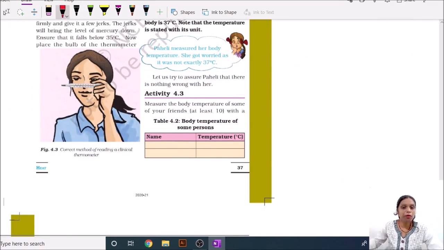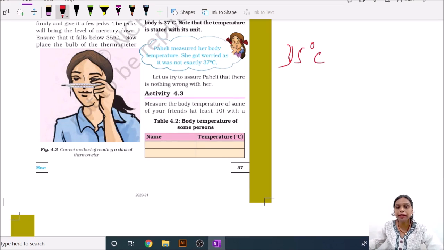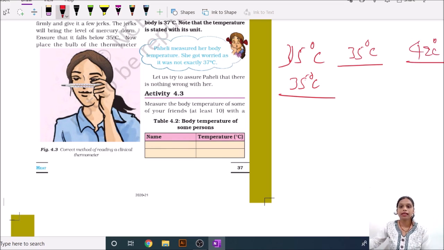Okay, and whenever you feel that it is above 35 degrees Celsius, you jerk that thermometer, and what will you feel? You will feel that it comes below 35 degrees Celsius. A normal human has a temperature that is slightly above or slightly below 35 degrees Celsius, and not above 42 degrees Celsius.